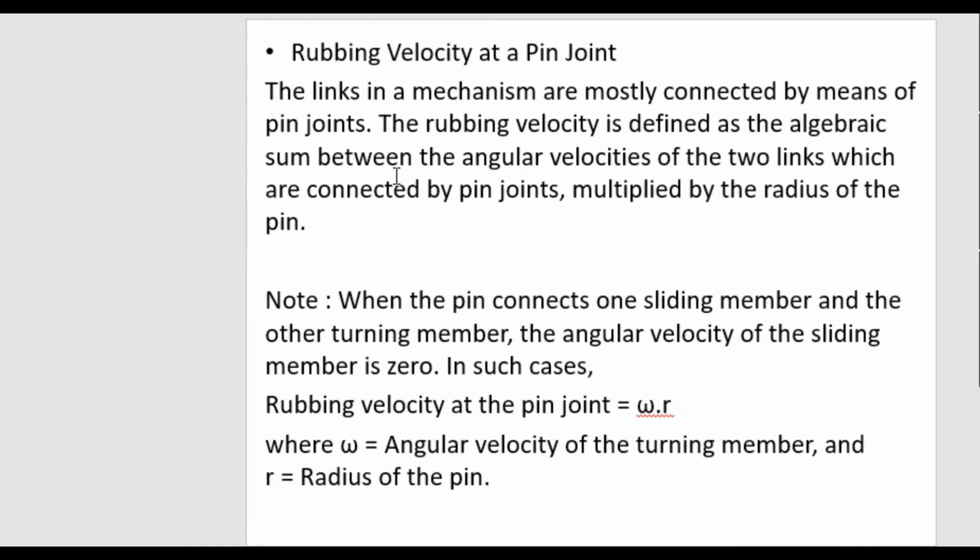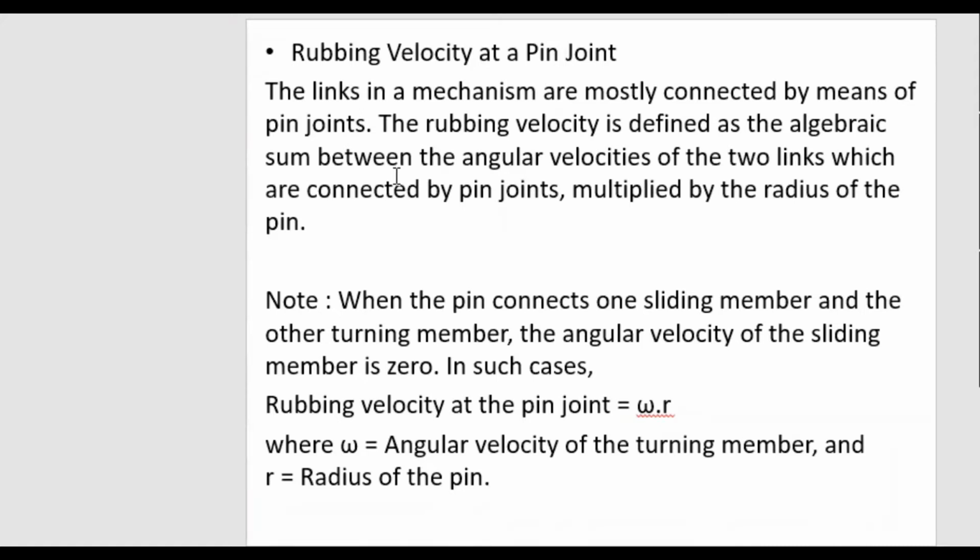Rubbing velocity at a pin joint: the links in a mechanism are mostly connected by means of pin joints. If you take a linkage, it is mostly connected by pin joints. Rubbing velocity is defined as the algebraic sum of the angular velocities of the two links which are connected by pin joints, multiplied by the radius of the pin.